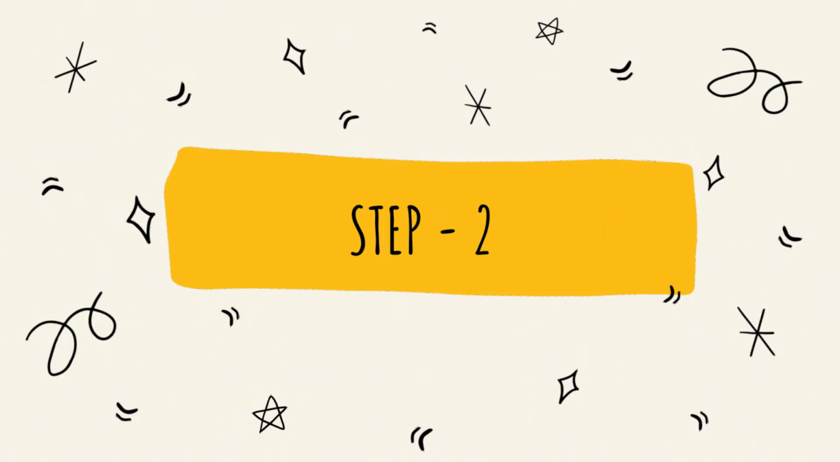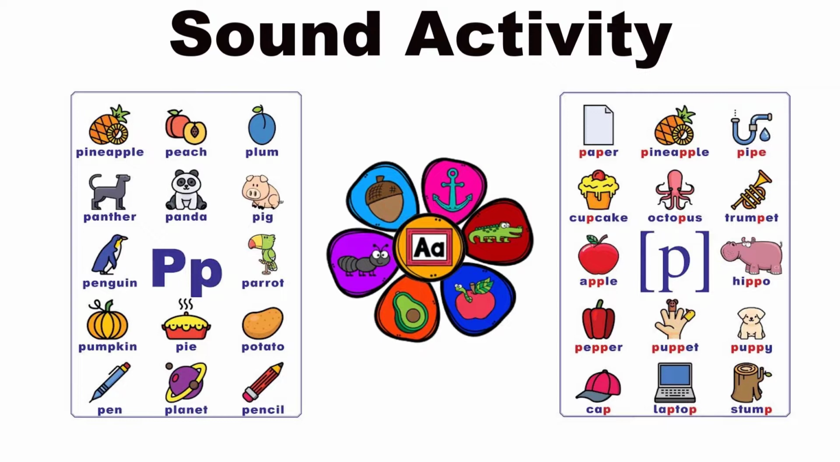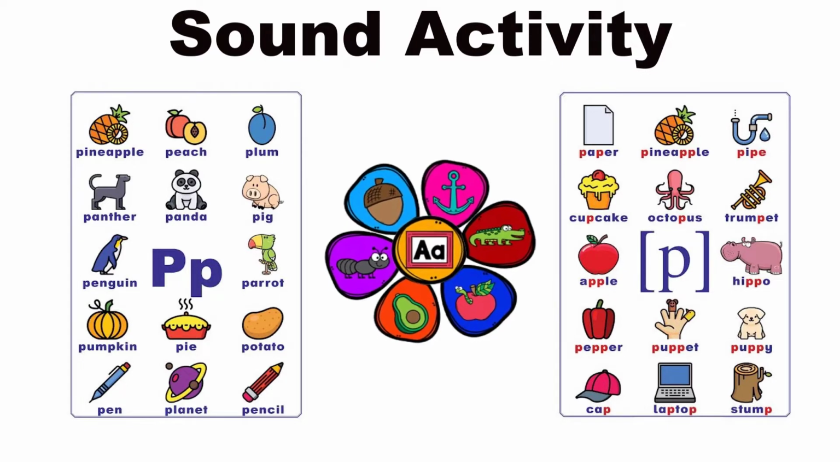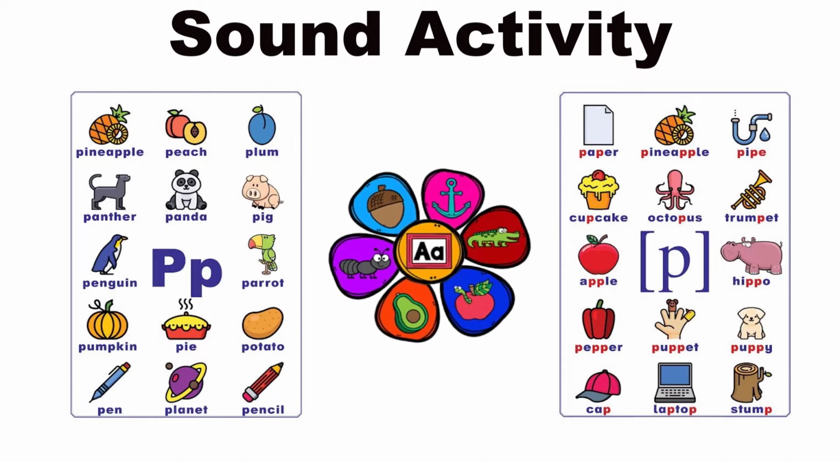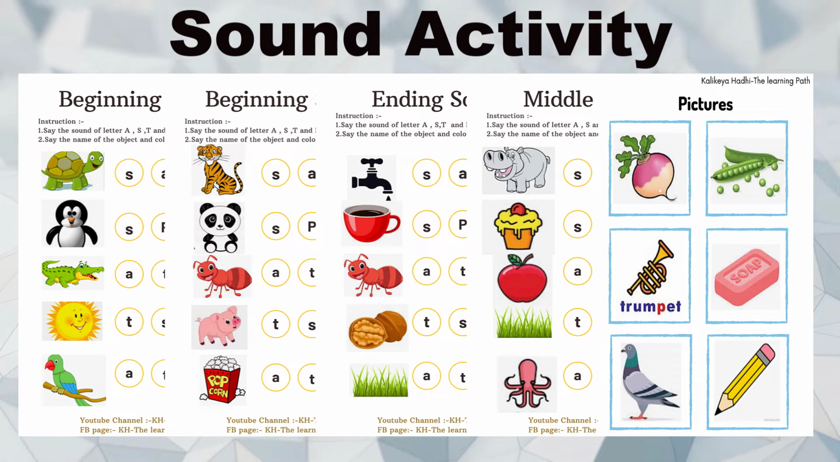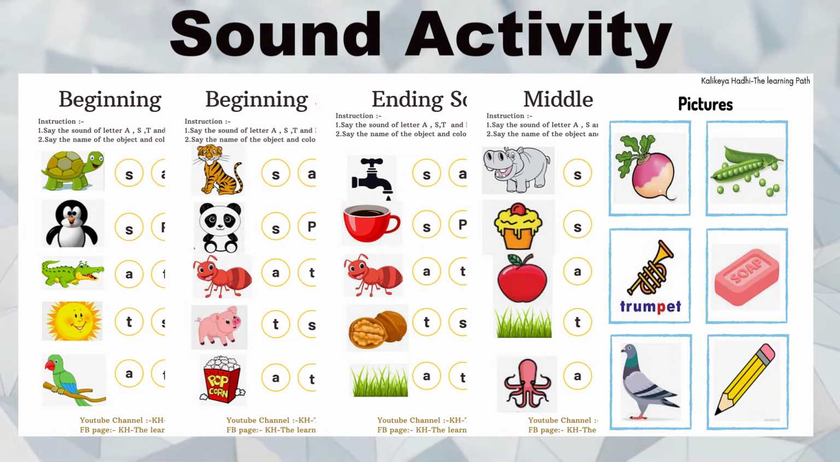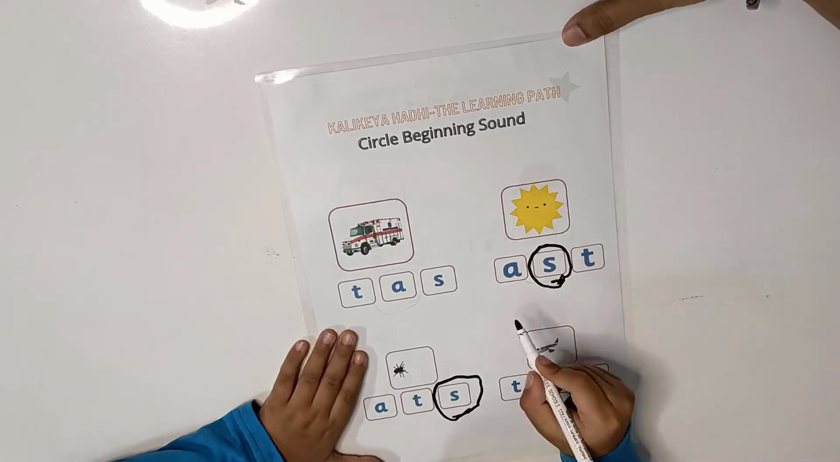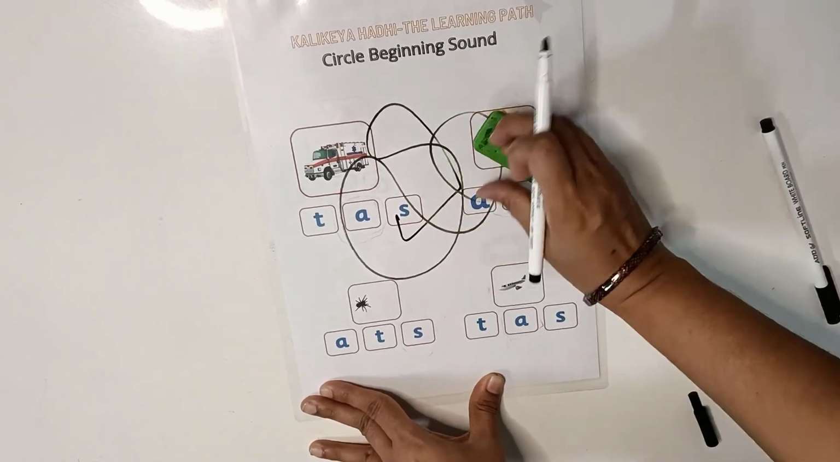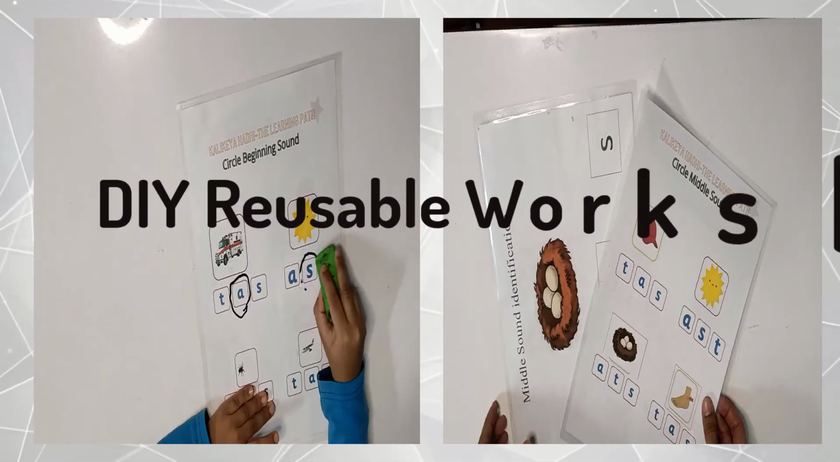Next step is sound activity where kids need to identify beginning, middle and ending sound in any given word. These activities are very important. It helps your child to build strong reading and spelling skills. Here I am sharing a printable copy of worksheets for these activities. You can download this using the link provided in the description below. You can also make a reusable worksheet out of it with the help of my previous video DIY reusable worksheet. I am providing the link to this video in the description below.